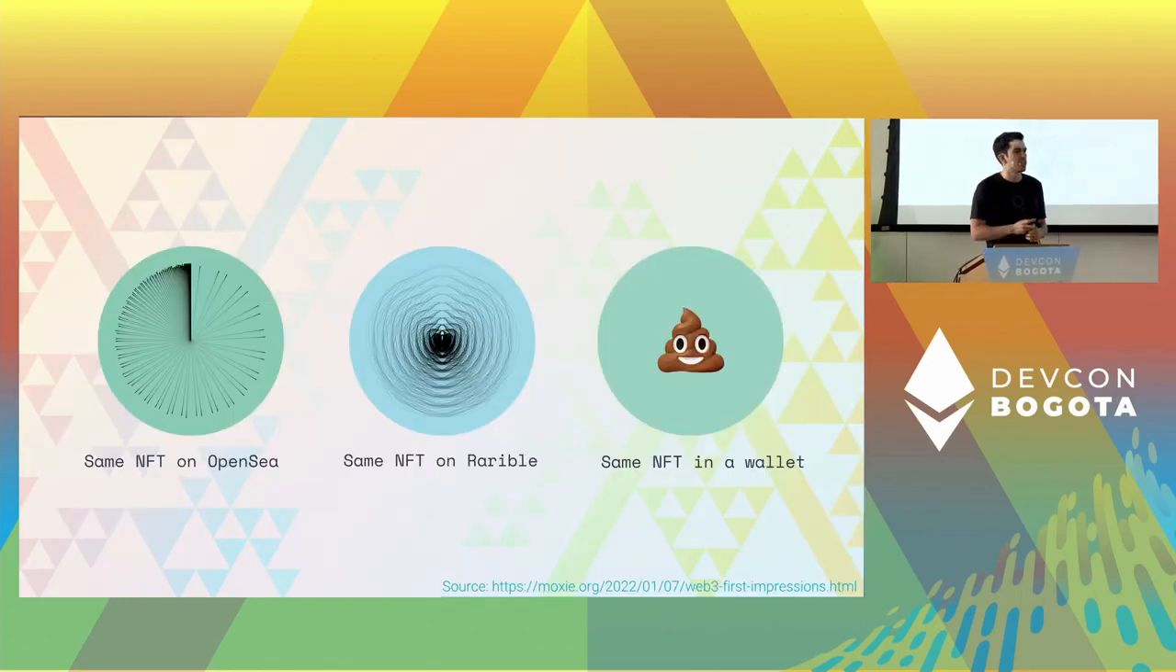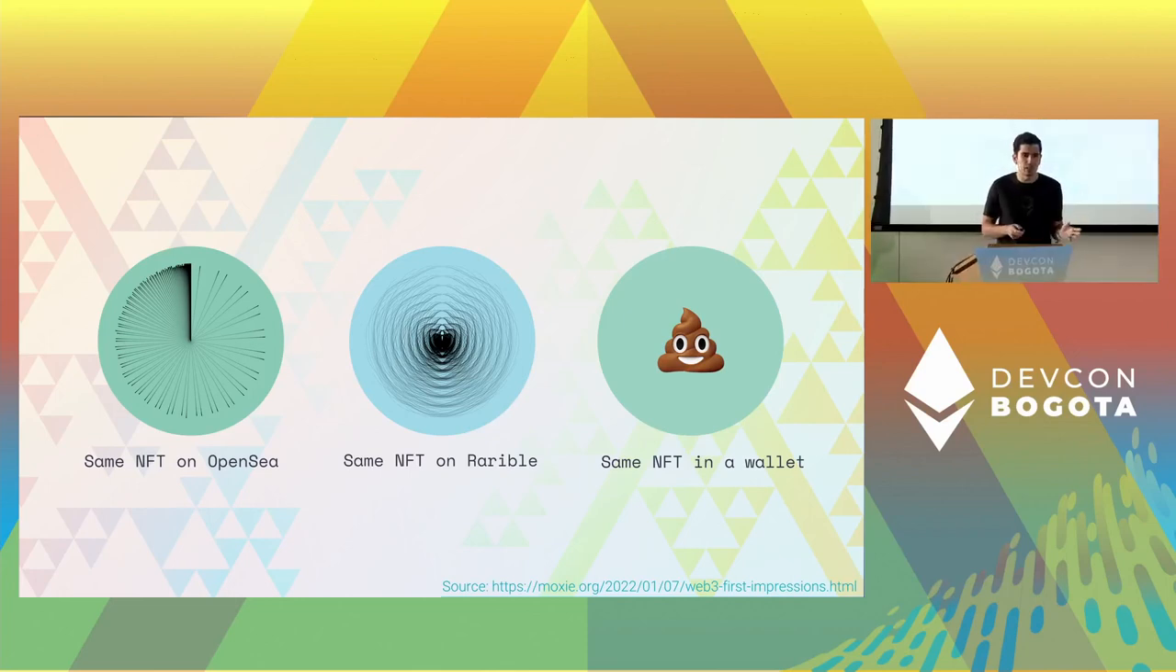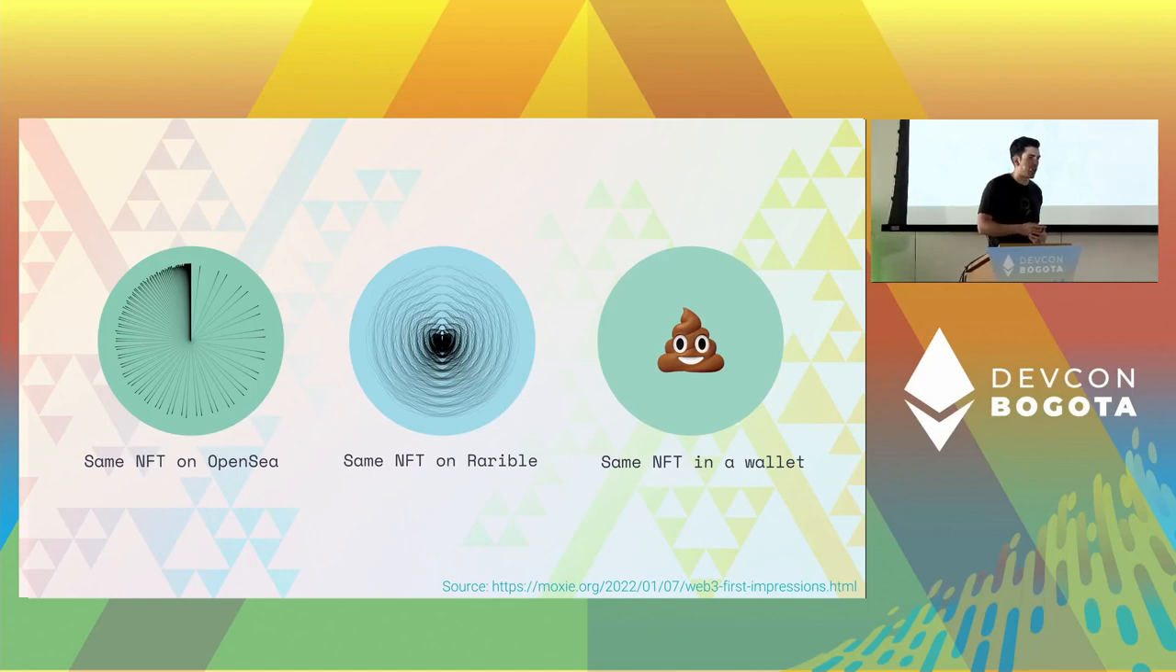The first is, how many people saw the article that Moxie Marlinspike from Signal wrote earlier this year? Okay, let's say 30%. I recommend you look it up. He wrote a very well-intentioned, well-thought-out critique of Web3 from someone actually trying to make a good faith attempt at building some decentralized applications in the space.